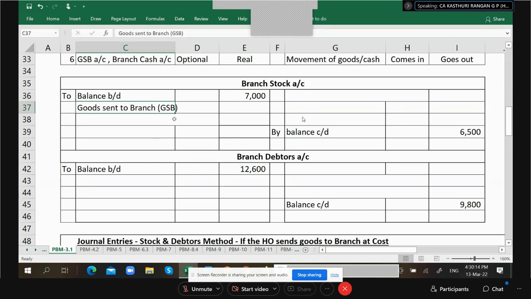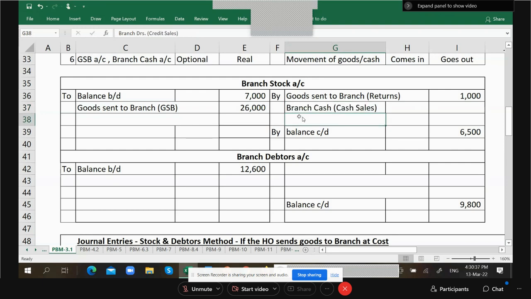Branch stock account debit to GSB, how much? 26,000. When the branch returns the goods, goods go out of the branch, is it not? Therefore, credit by goods sent to branch, returns by branch, 1,000. Cash sales and credit sales mean what? Goods go out. Cash sale by branch cash, credit sale by branch debtor. Cash sale 17,500, credit sale 28,400.